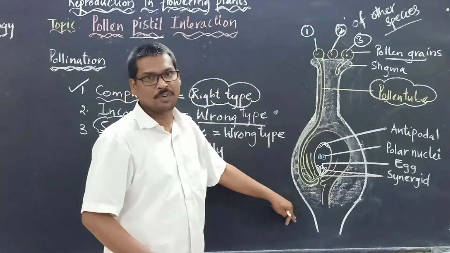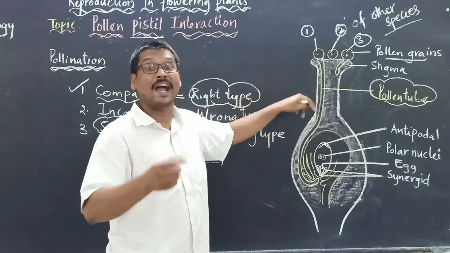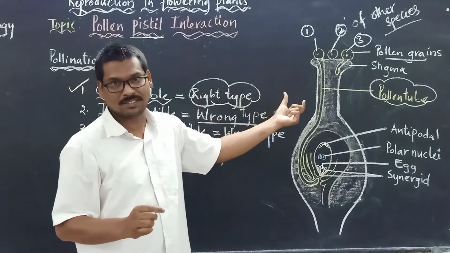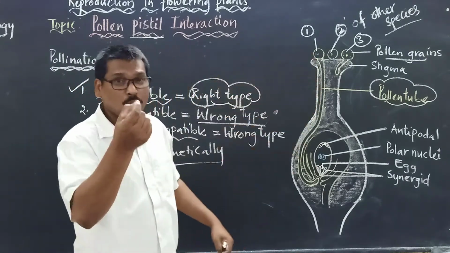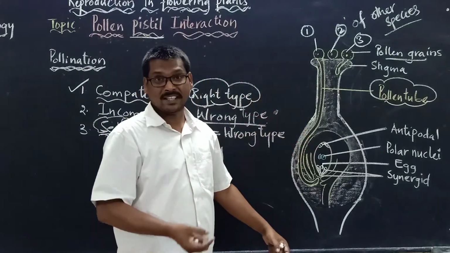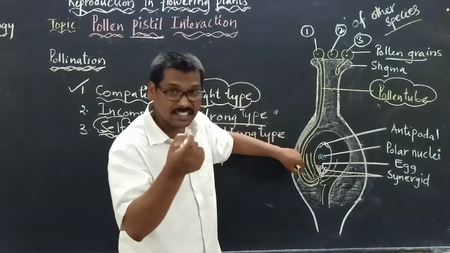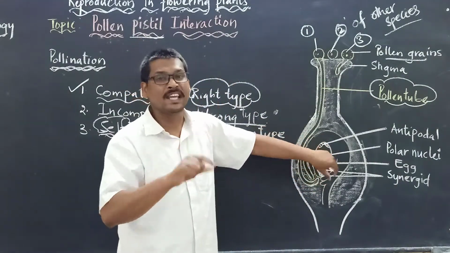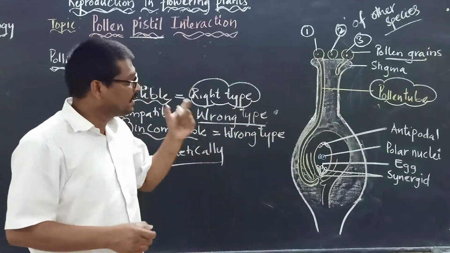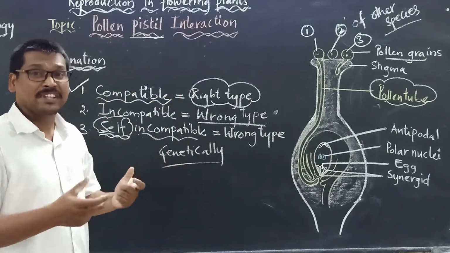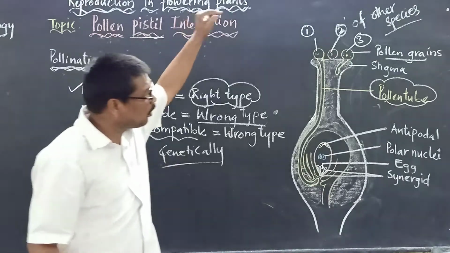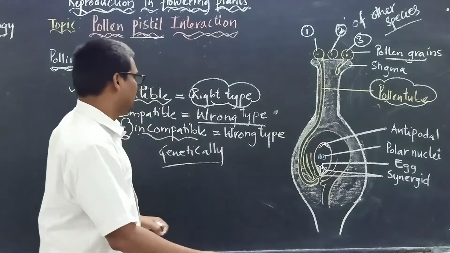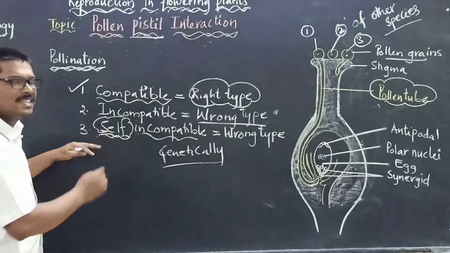That is what we call pollen-pistil interaction. The pistil has the ability to identify the compatible ones, meaning the right type of pollen grains. So it makes the pollen grain germinate and produce the pollen tube, which carries the male gametes into the ovule to fertilize the egg present in the embryo sac. So we have to remember that it is the pistil which has the ability to identify whether the pollen grain falling on the stigma is the right type or the wrong type, including self-incompatible.